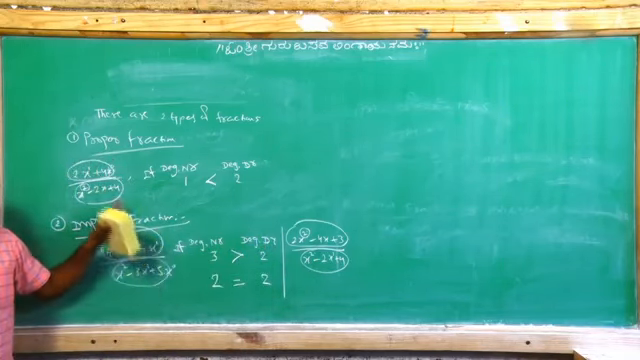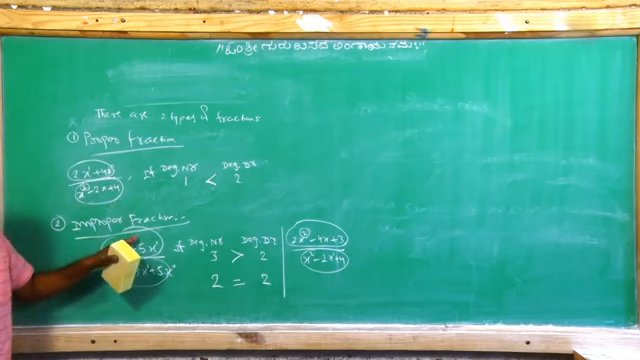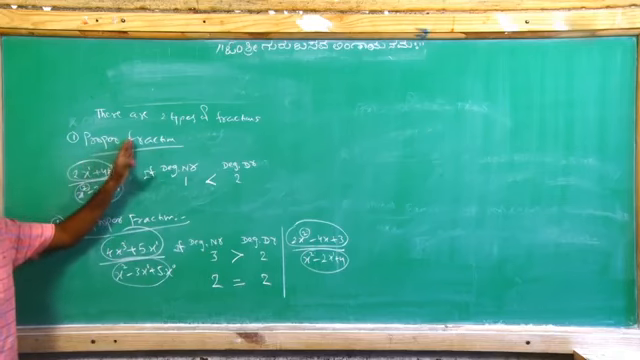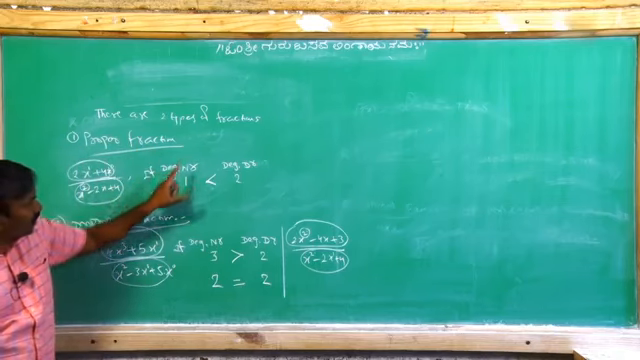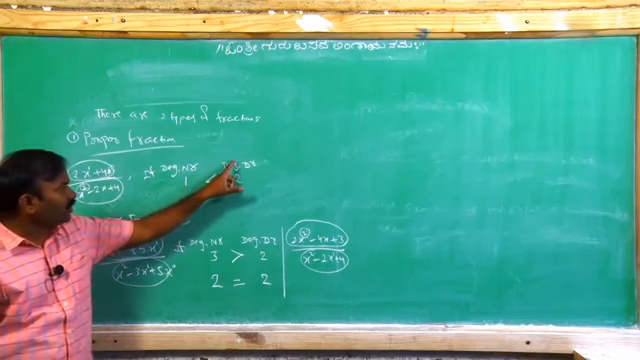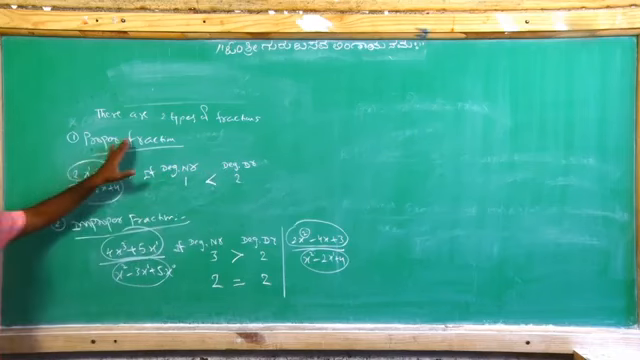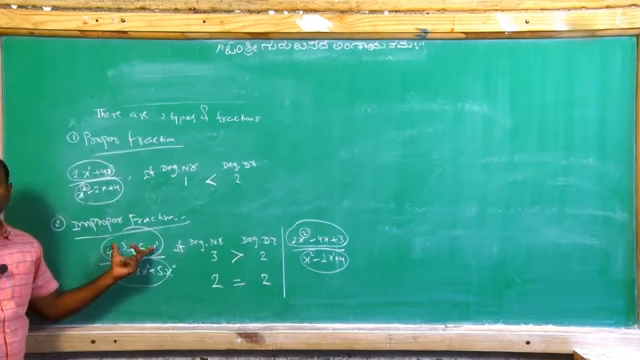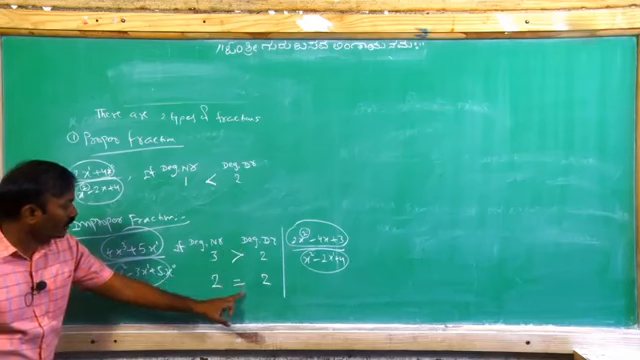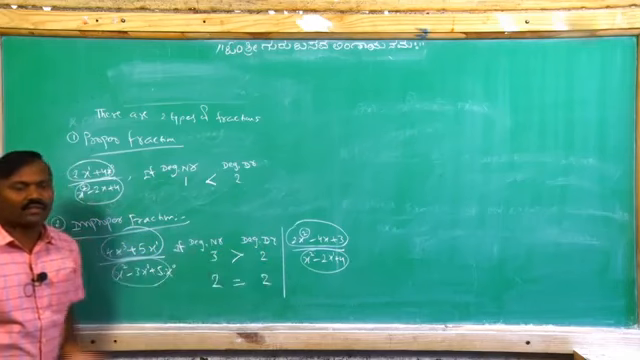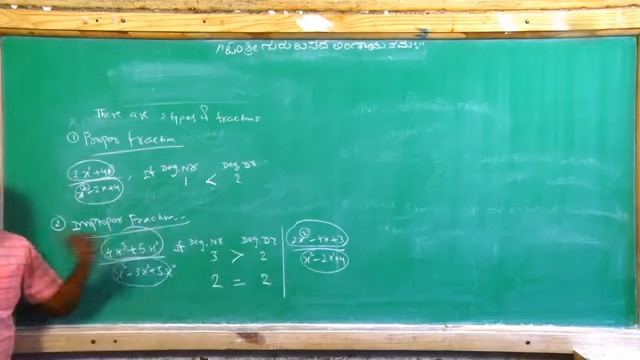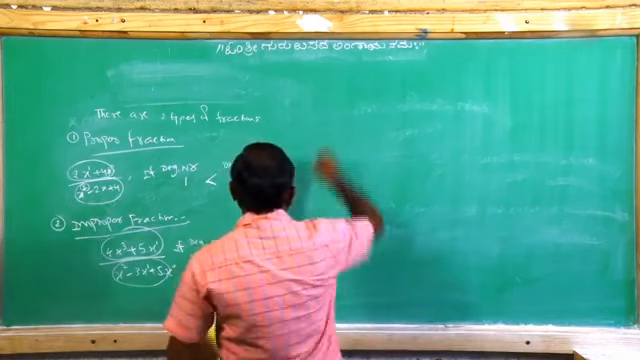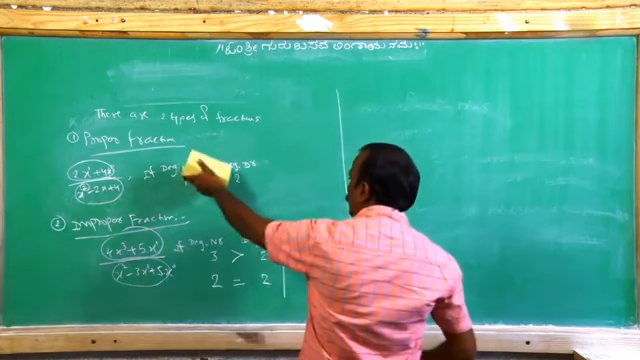These are the two important definitions, two important fractions. First, proper fraction. What is a proper fraction? If the degree of the numerator is less than the degree of the denominator, then the fraction is called a proper fraction. An improper fraction means if the degree of the numerator is greater than or equal to the degree of the denominator, then the fraction is called an improper fraction. Okay. Now, that is about proper and improper.